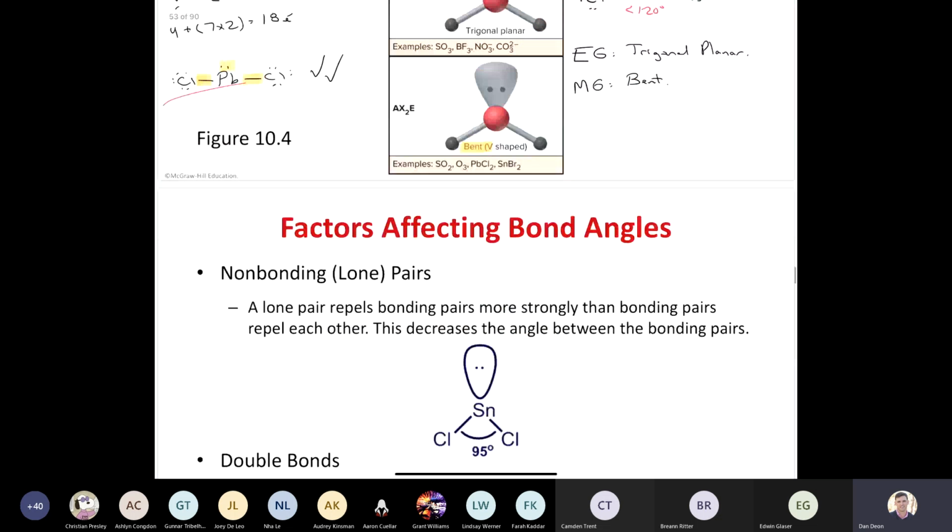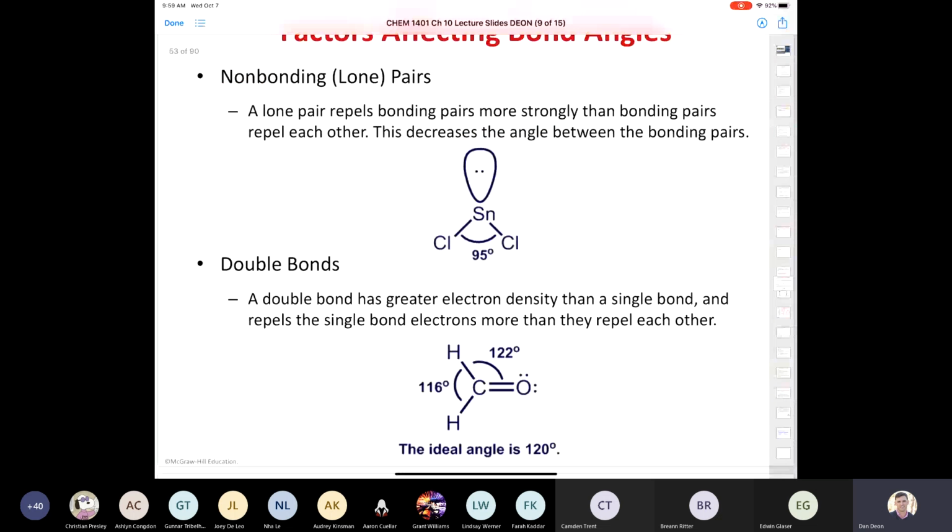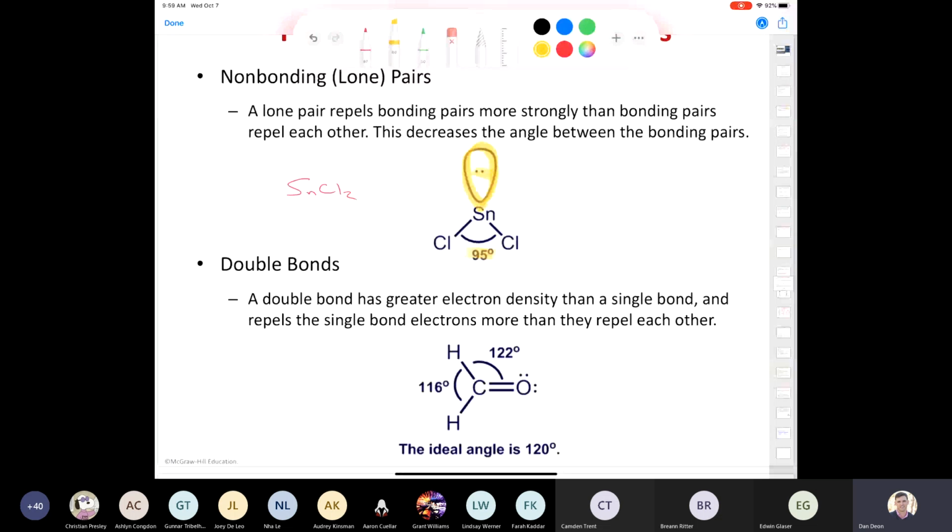I'm going to go a little faster as we progress. Non-bonding lone pairs. A lone pair, as I just said, repels bonding pairs more strongly than bonding pairs repel each other, and this decreases the bond angle. For example, if you look at the actual bond angle in tin 2 chloride, so this is the Lewis structure of tin 2 chloride, SnCl2, that measured bond angle is way less than 120 degrees. Why? Because of the repulsion by this lone pair, right? They're not shared. So they're going to be able to push these electrons down this way and squeeze that bond angle a little bit more.